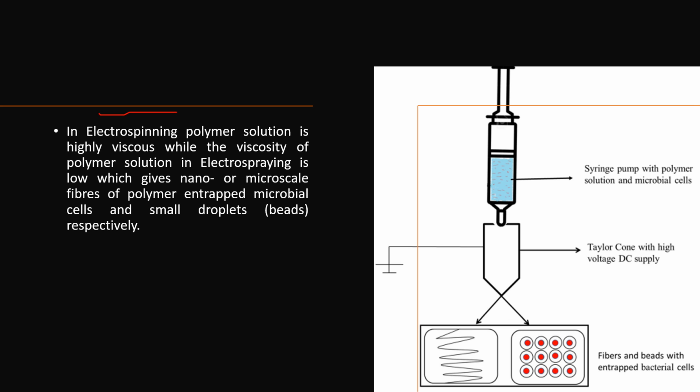In electrospinning, the polymer solution is highly viscous, while in electrospraying the viscosity of the polymer solution is low, which gives nano or micro scale fibers of polymer with entrapped microbial cells and smaller droplets respectively. This is the instrument which we use for the electrospinning technique. As you can see, this is a syringe pump with polymer solution and microbial cells. This is the Taylor cone with high voltage DC supply.